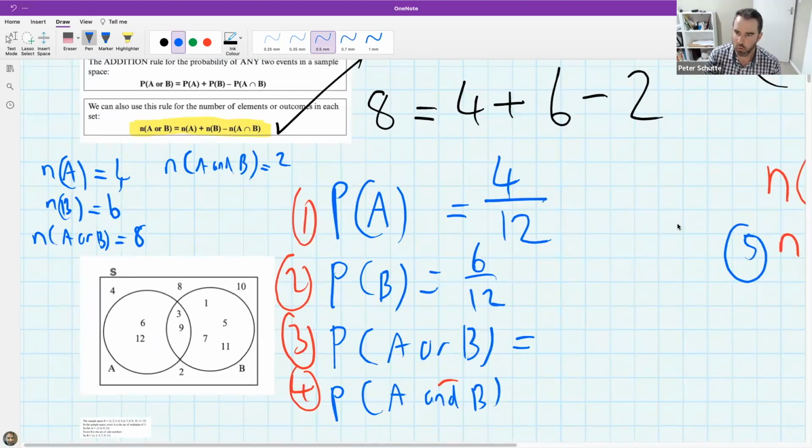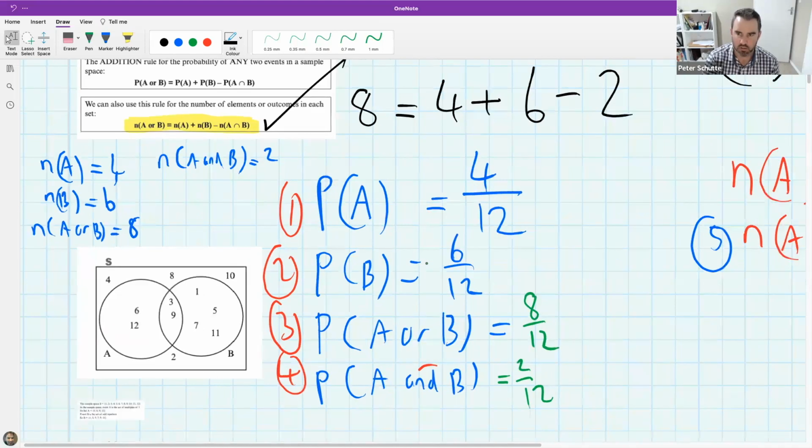Okay, so what I want to suggest now is that A or B is going to be 8 out of 12, and A and B is going to be 2 out of 12 because there's two things here.